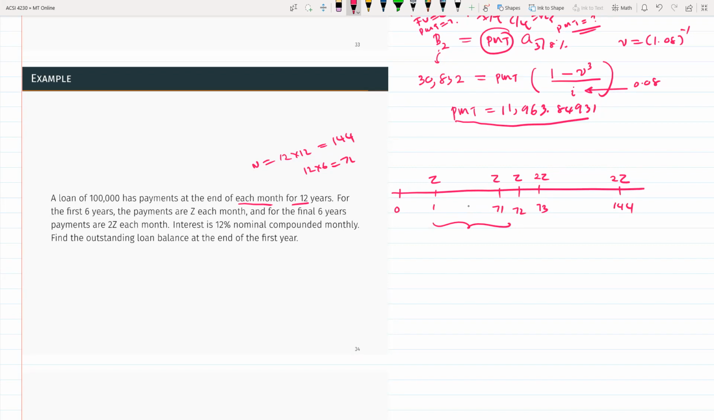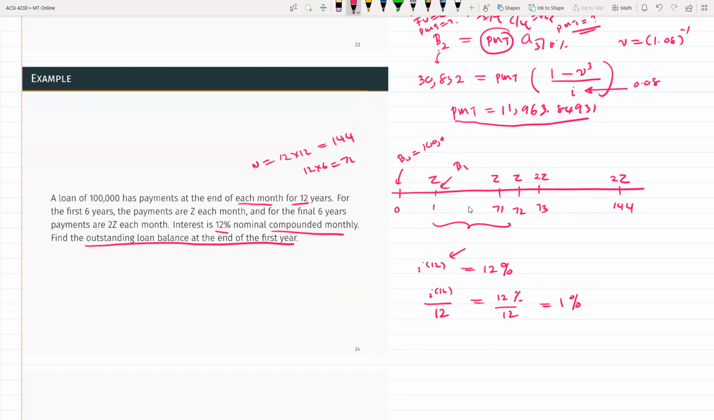Each month. Interest is 12% nominal compound monthly. So I12 is 12%. Then the effective rate per month is I12 divided by 12, since this is an annual nominal rate. So 12% divided by 12, which is 1%. Find the outstanding loan balance at the end of the first year. So we want to know the B1, and the B0 is given.